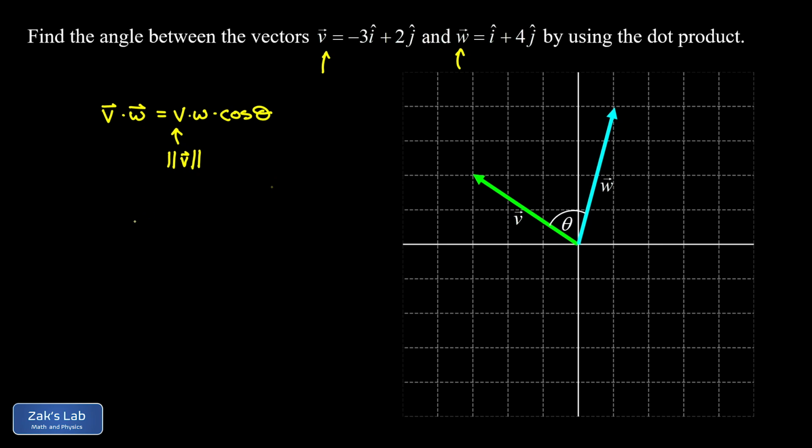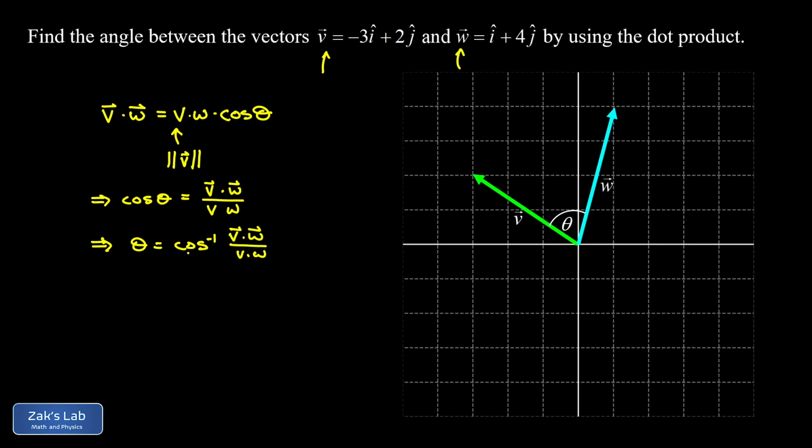All right, so the strategy here is that we need to find the dot product between these two vectors. We need to find the magnitude of each vector, and then theta is the only unknown that's left. So let's go ahead and just solve for it symbolically first. If I solve for cosine theta, I get v dot w over v times w, where again, those mean the magnitudes of those respective vectors. Then we solve for theta using an inverse cosine. So theta is the angle whose cosine is v dot w over magnitude of v times magnitude of w.